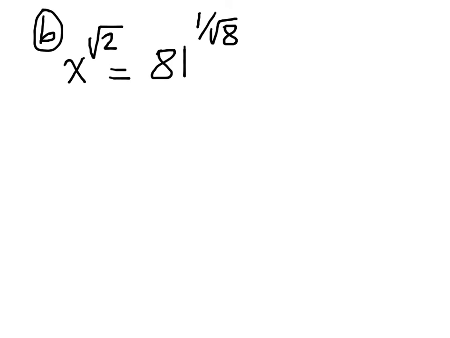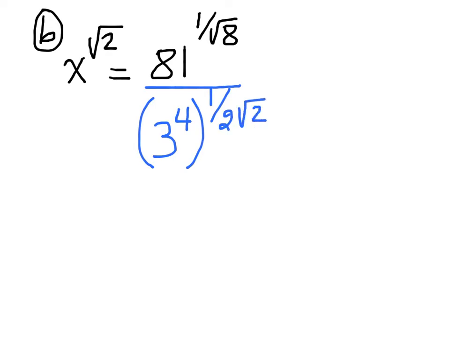B. I want you to simplify the answer first. I want you to switch 81 and make it 3 to the 4th. And then I want you to make square root of 8 into 2 rad 2. Next, we're going to multiply the exponents. When we multiply the exponents, we're going to get 3 raised to the 4 divided by 2 rad 2. Once you reduce these, you get 2 divided by rad 2.